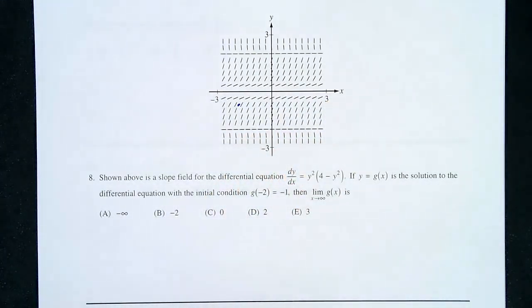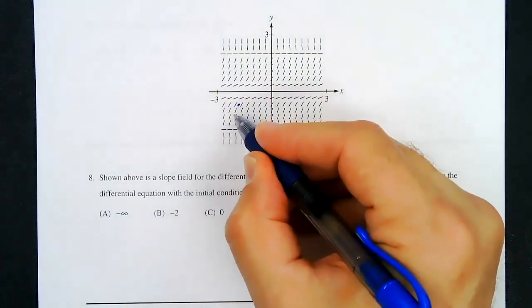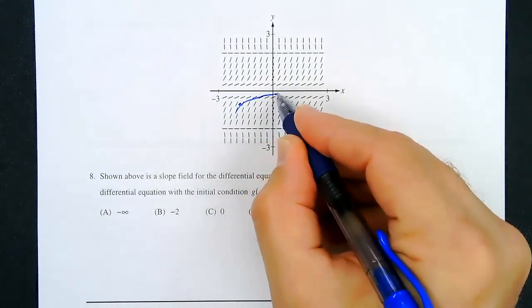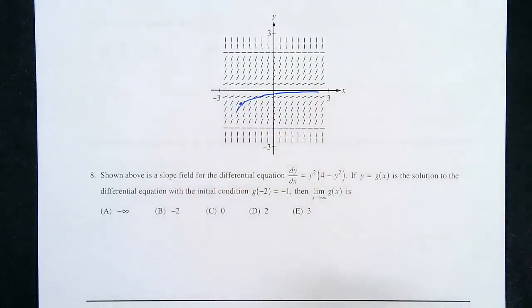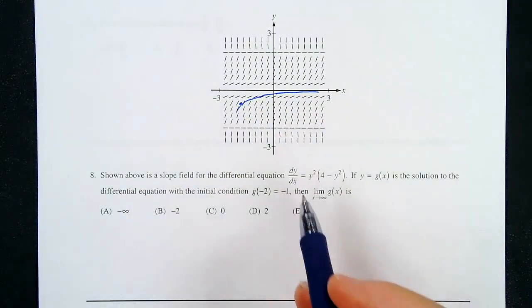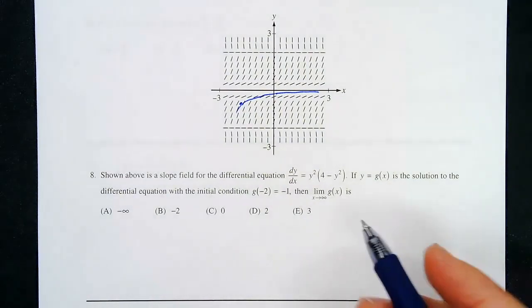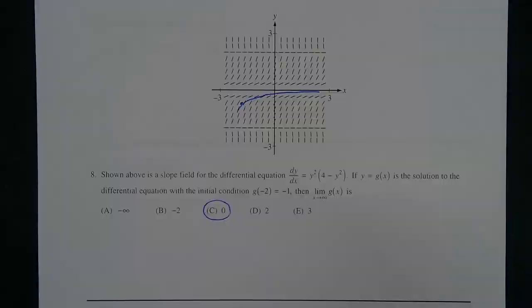And so this is a particular solution of it, right? And if we draw this, it kind of looks like the curve is going this way, right? And it looks like if we follow these lines, it's approaching the x-axis here. So that would mean the limit as x approaches infinity of g of x would be equal to 0. It's getting closer and closer to being 0. So the correct answer here is C.